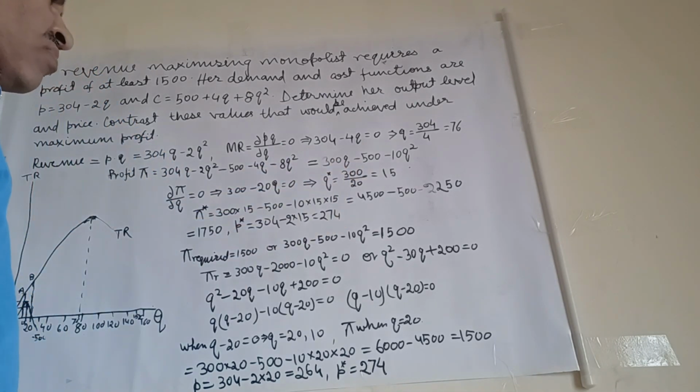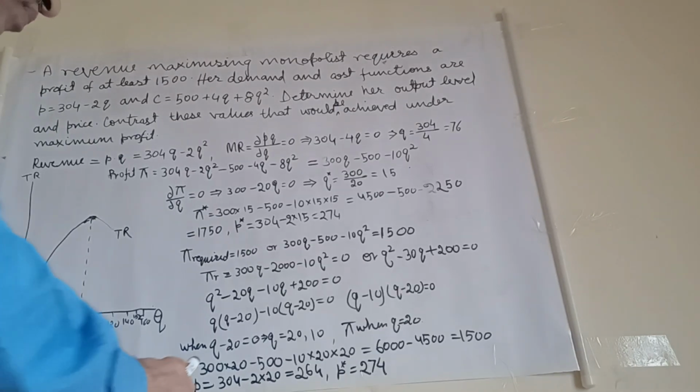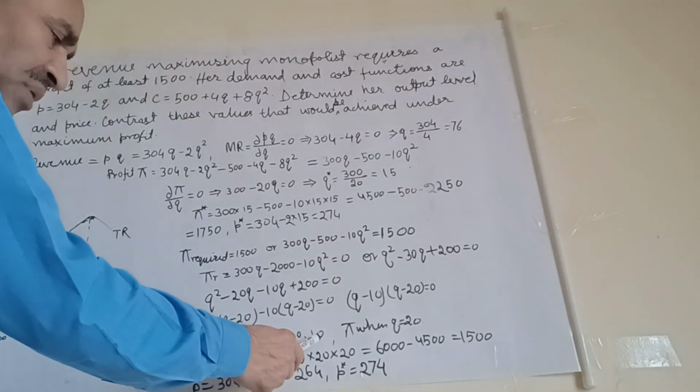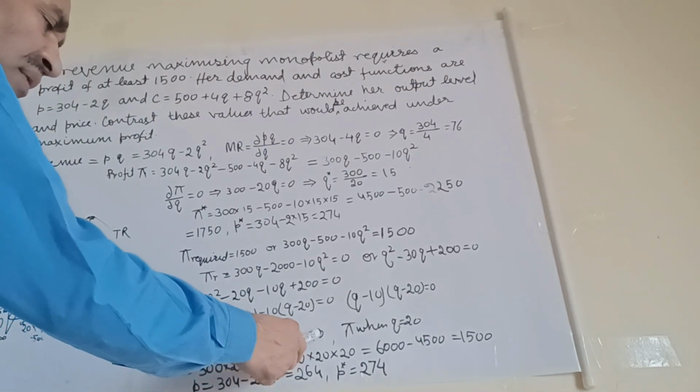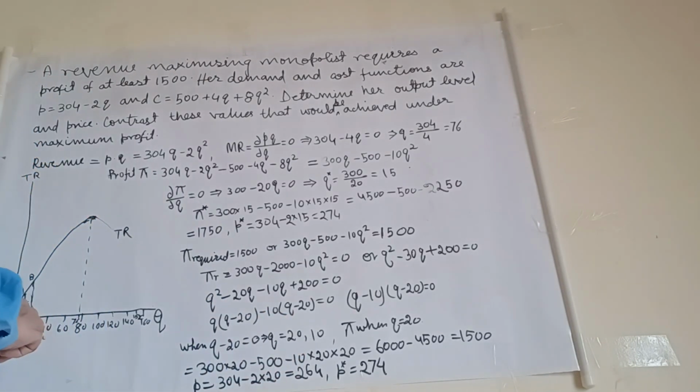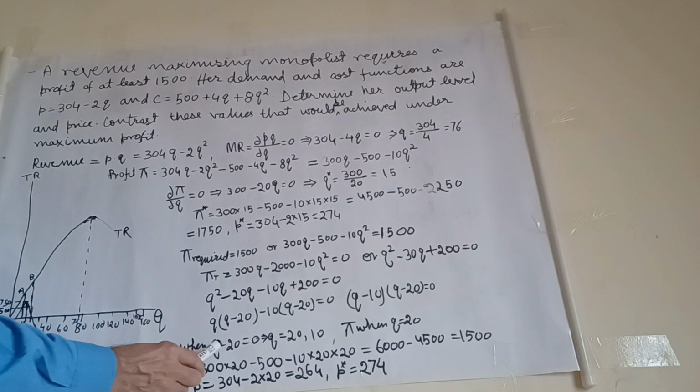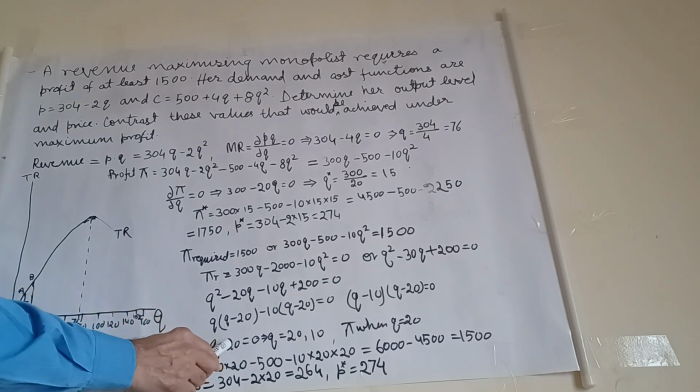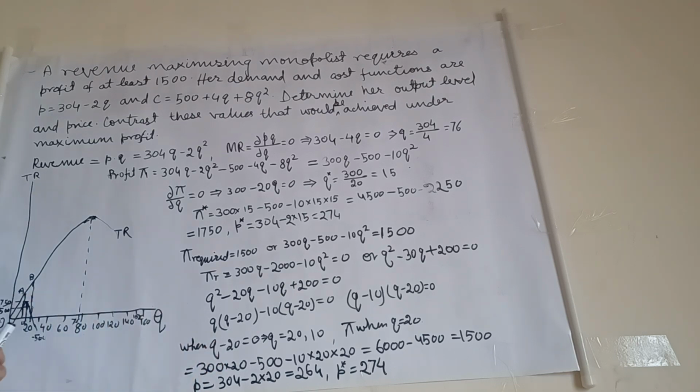So why did we choose 20 and why didn't we calculate with 10? Because we know that total revenue has been increasing until Q is equal to 76. So revenue will be maximum at the higher output. So out of 10 and 20, 20 is higher. So that's why I took 20.